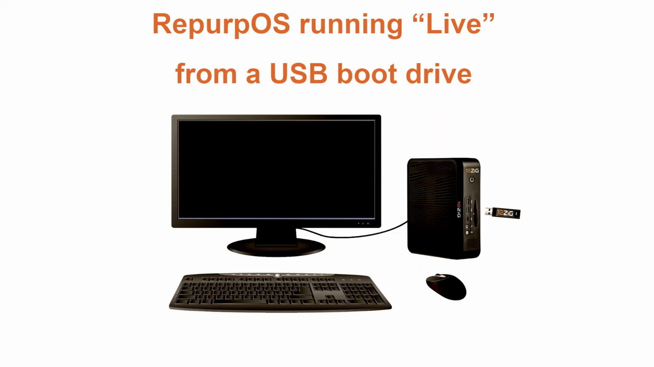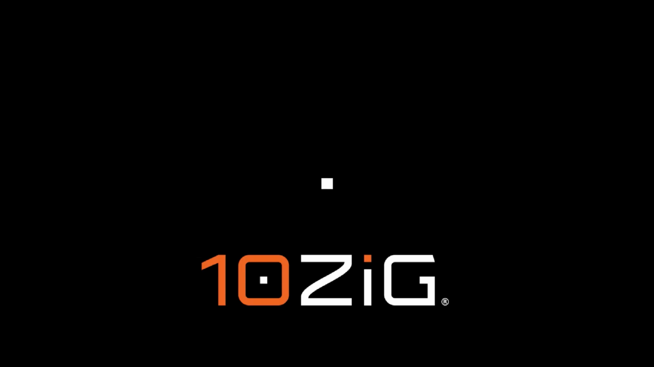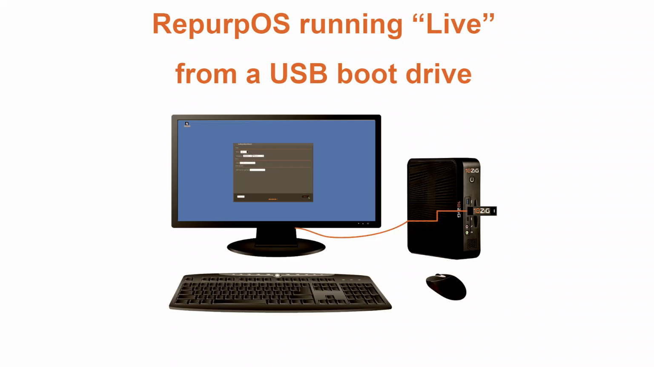Once Repurpose is booted back up again, you'll notice that the installer icon has now been removed from the desktop, so we know that we're running from the local hard drive now, as the USB key has been unplugged too. However, if we wanted to, we could plug the boot key back in, restart the client, and we'll be running live from the key, just as we were before.